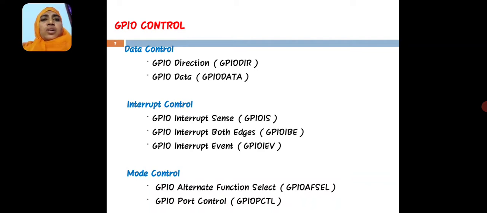Next, the second control register is interrupt control. It will give the information about interrupts: GPIO interrupt on both edges, event edges or edges, interrupt in edges or interrupt with events. The third one gives information regarding the mode of operation, either alternative function mode or port mode. GPIO AFSEL means alternative function select. GPIO PCTL means general purpose IO port control register.